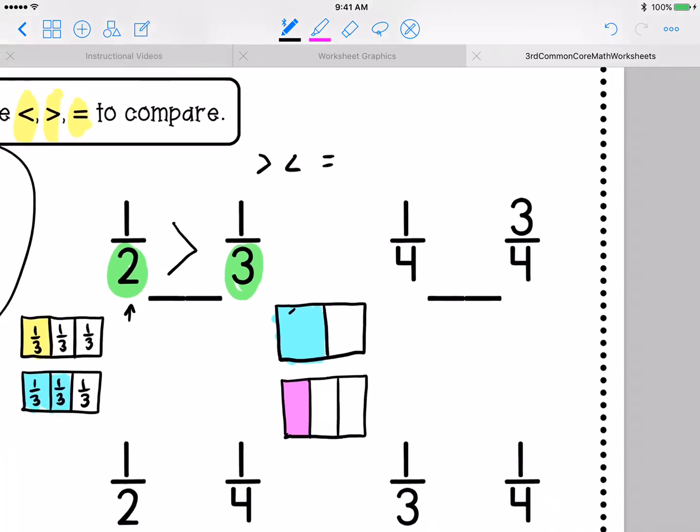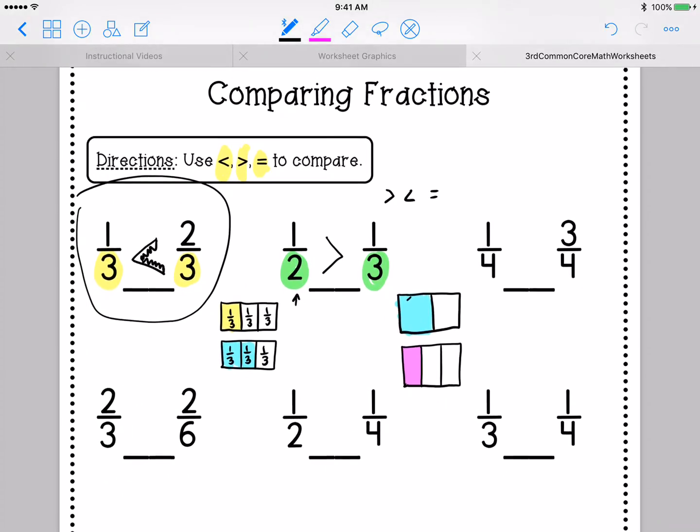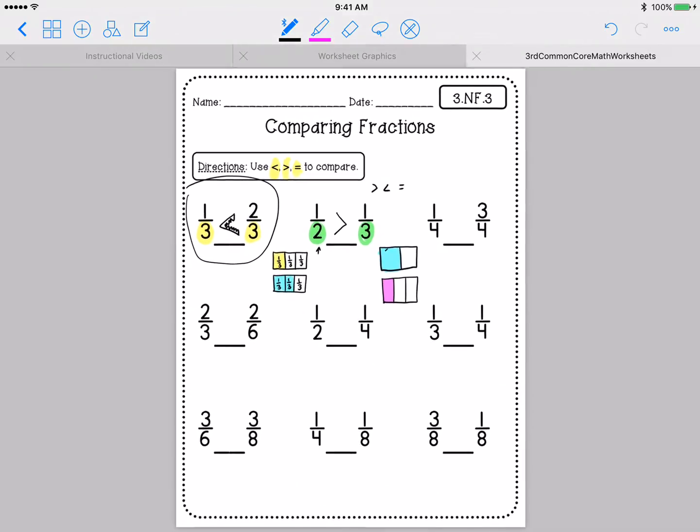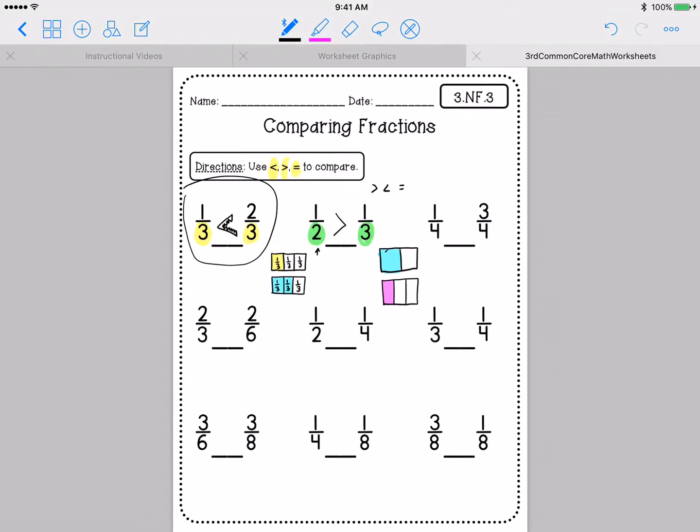So now you all need to practice more with these. Okay? Practice these. Draw pictures. Ask us for help if you need to. And then complete the page.